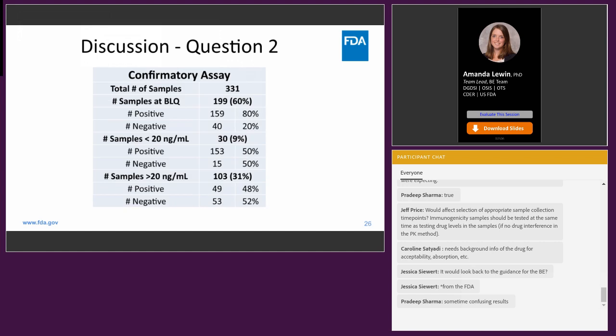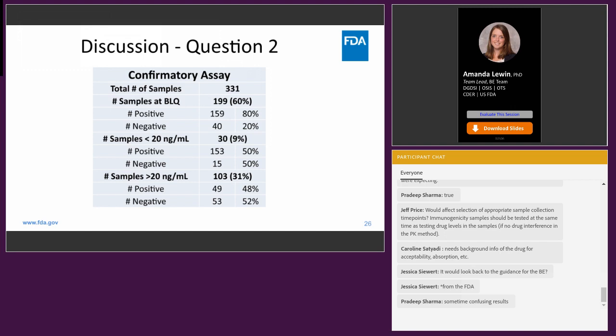So let's go to the confirmatory and see the impact there. So for the confirmatory assay, there were a total of 331 samples analyzed. Of these, 199 had drug concentrations below the limit of quantitation of the PK assay, so below that 1 nanogram per mil. 30 samples had concentrations between 1 and 20 nanogram per mil. Remember the 20 nanogram per mil being the lowest drug concentration even evaluated for the LPC in this confirmatory assay. And so there were 103 samples, though, that had concentrations above 20 nanogram per mil.